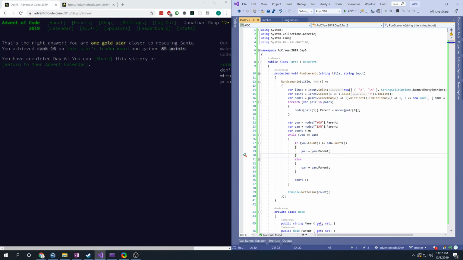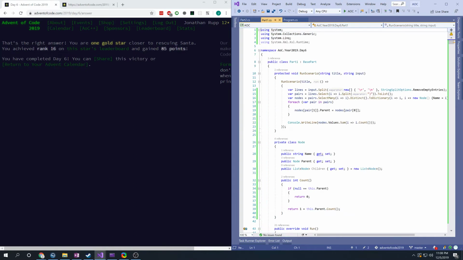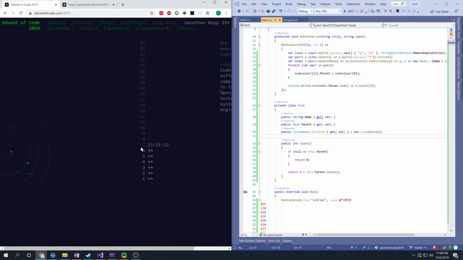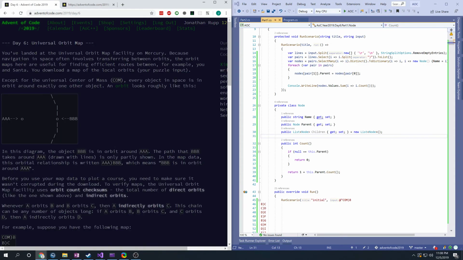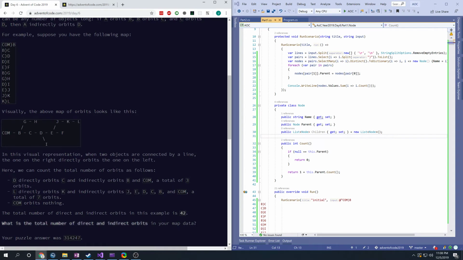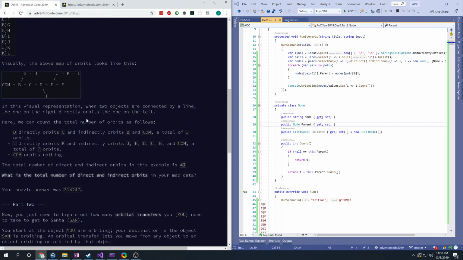Okay, so now to talk a little bit of explanation. So part 1, basically what I did here was I actually started out tracking children because I thought we were going to need to go both directions. So I figured I was going to have to be able to traverse both directions at some point. But for the purposes of this, all I really need to know is the number of direct and indirect orbits.